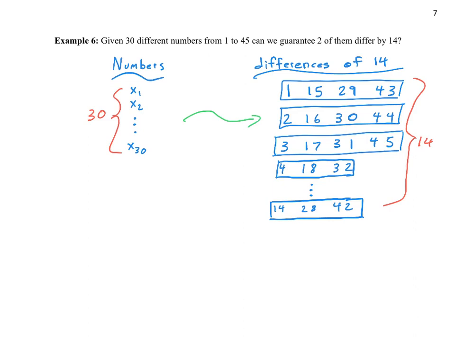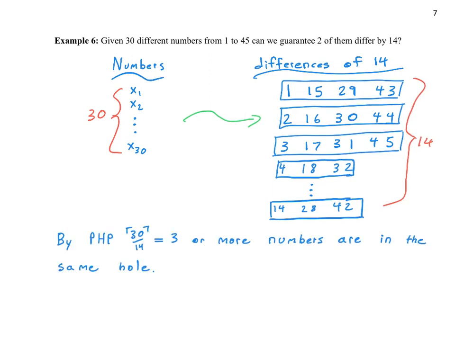So let's think about what the pigeonhole principle tells us now. The pigeonhole principle tells us that 3 or more numbers are in the same hole. So one of these holes over here, there's 14 pigeonholes, and one of them, we don't know which one, has 3 or more numbers. And there's 2 types of pigeonholes that we discussed earlier. Let's think about each type of pigeonhole.